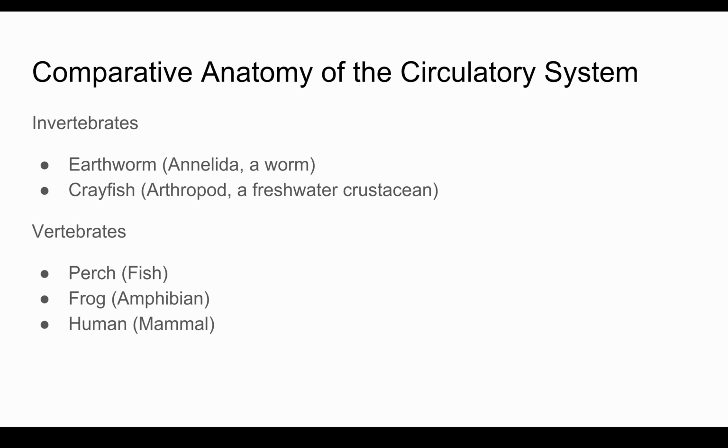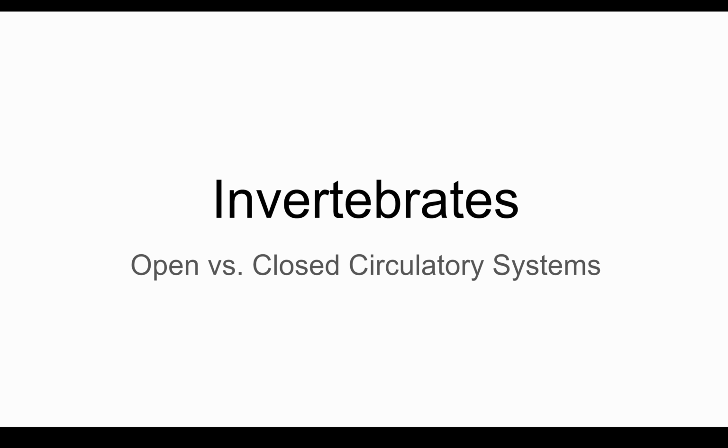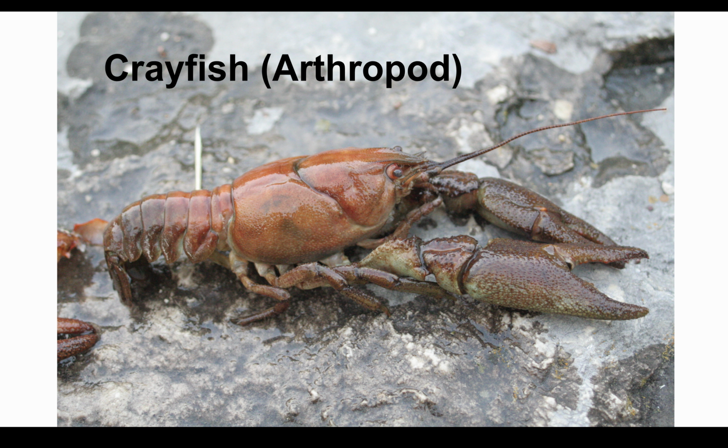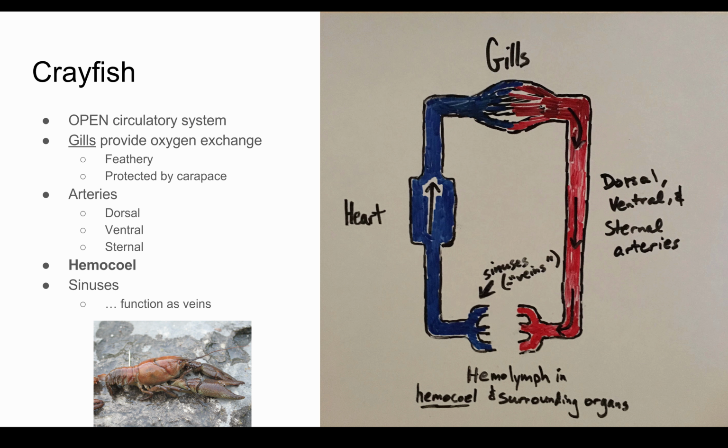So we've got two invertebrates, the crayfish, an arthropod, or a freshwater crustacean, the earthworm, an annelida, a worm, and let's turn to them first. One highlight is going to be an open versus a closed circulatory system in invertebrates. So the crayfish, the arthropod we're going to look at, has a very simple circulatory system. It's also an open circulatory system.